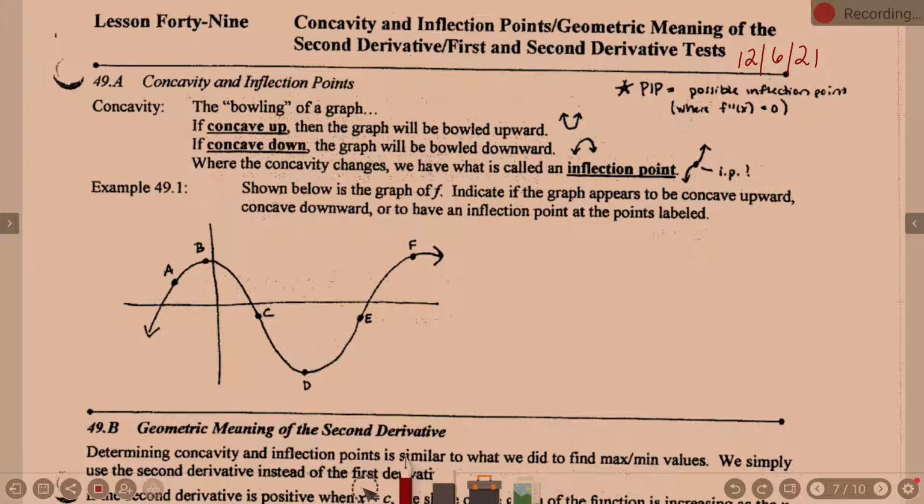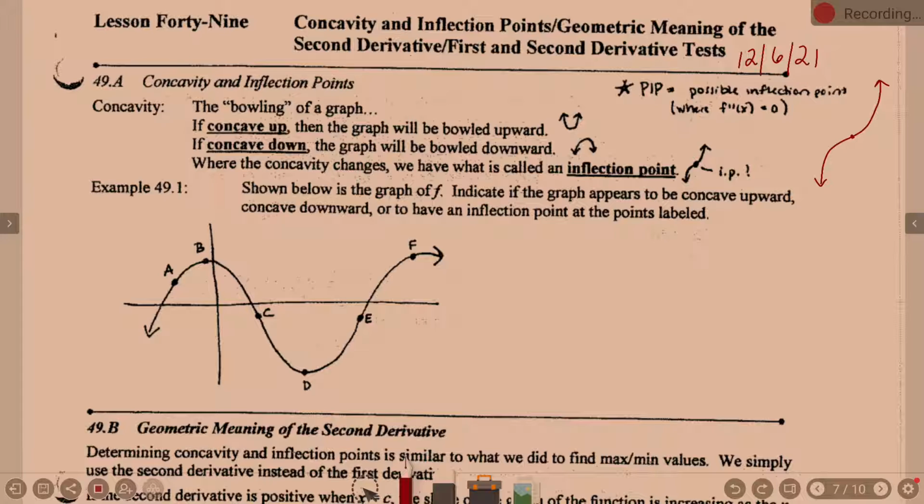Where the concavity changes. I've mentioned this, for instance, on y equals x cubed. If you think about the cubic graph, there is what we have called an inflection point. Right here, this is just a mini sketch of y equals x cubed. If you think about y equals x cubed, it looks like this, right? There's your bigger version of it. And 0, 0 is an inflection point.